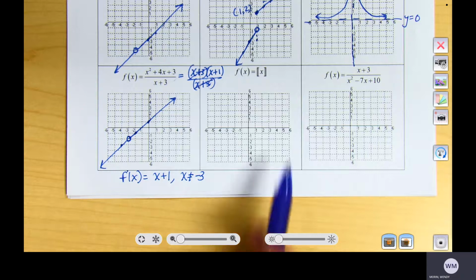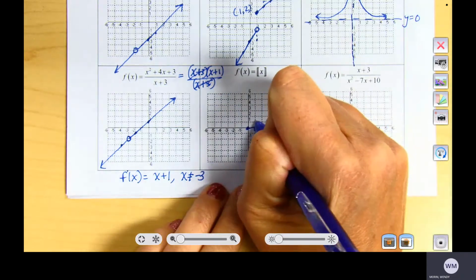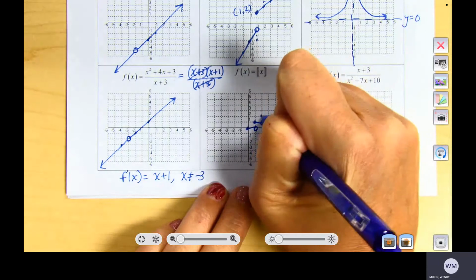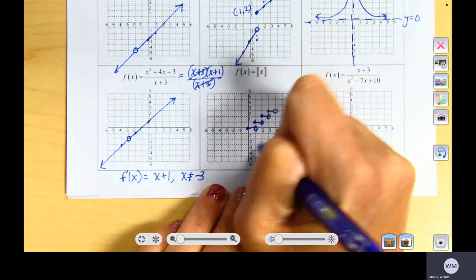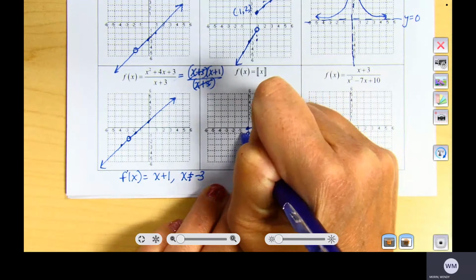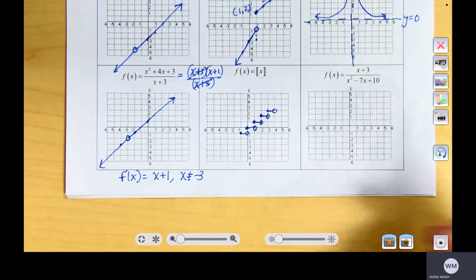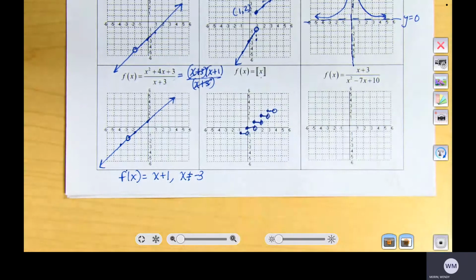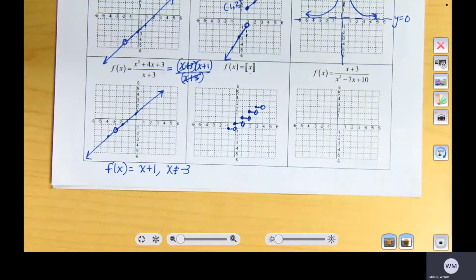Now I don't know if you remember piecewise functions. I'm sorry, step functions. They kind of look like this. Those are step functions. That's also jump discontinuity. Okay. And let's take a look at this one now.